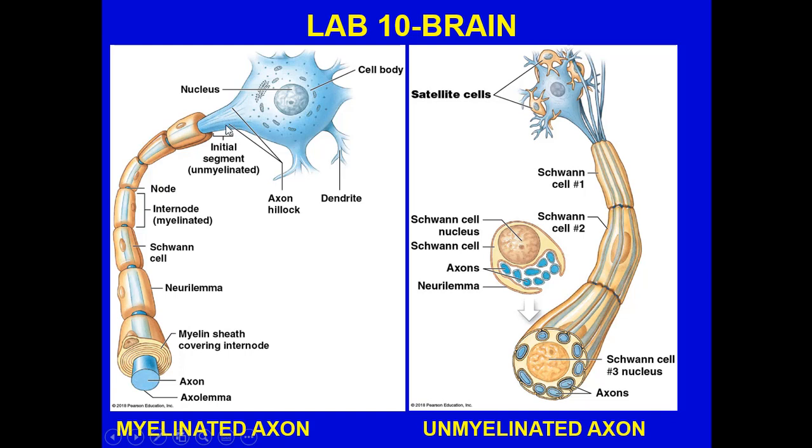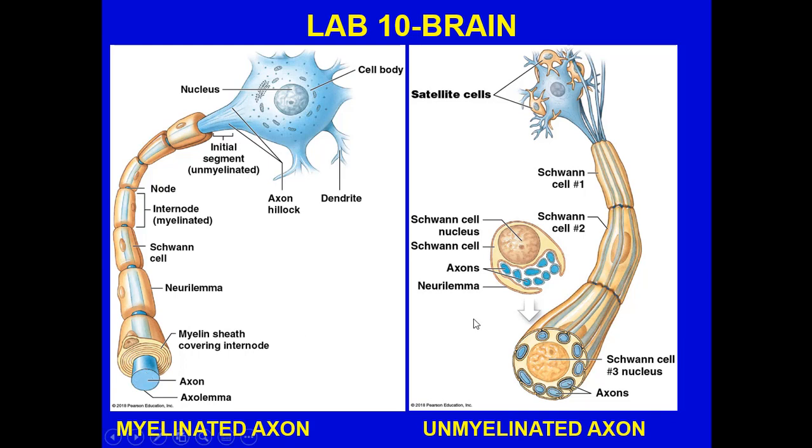So if you start at the initial segment and you just had an unmyelinated axon, it would go traveling down this route, going all the way through this length of axon. But if you have it myelinated, it would jump from here to here to here, jump over to here, jump over to here, and it would keep going. And in this way, the speed of action potentials is greatly enhanced.